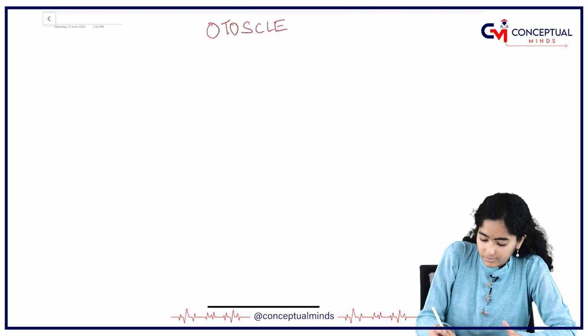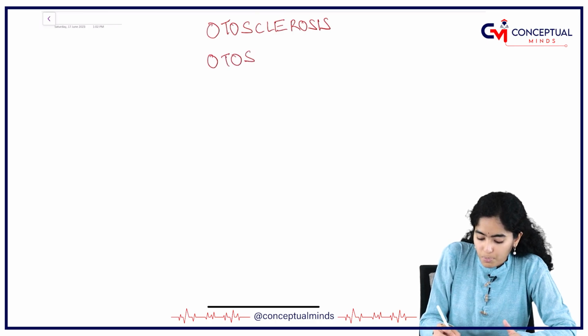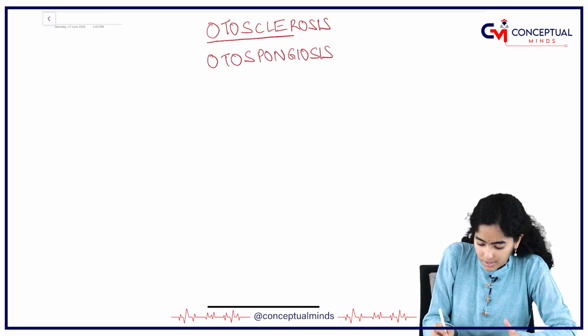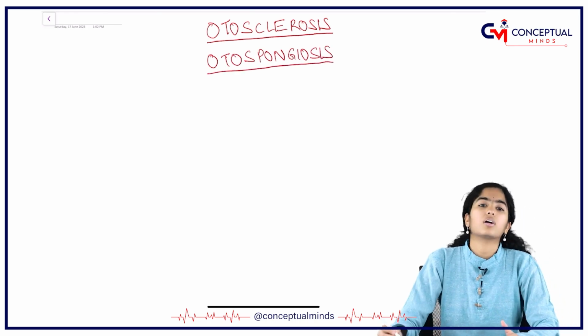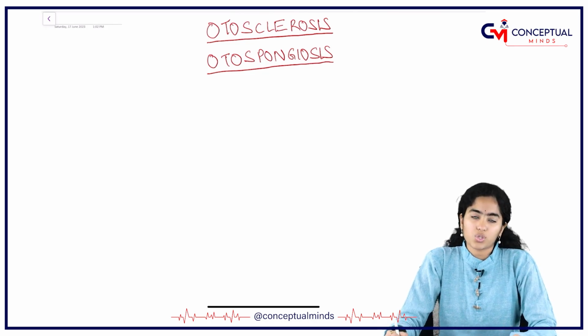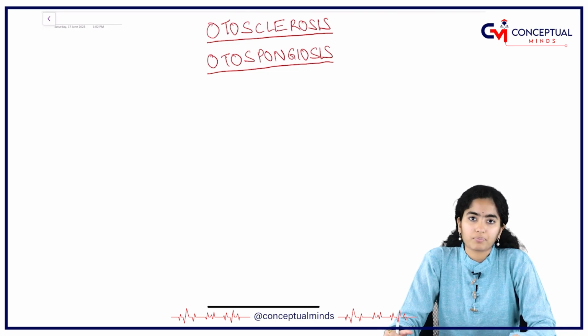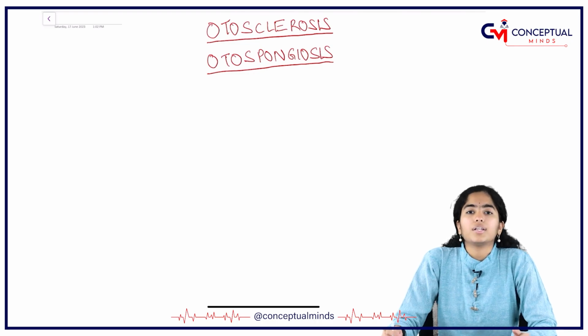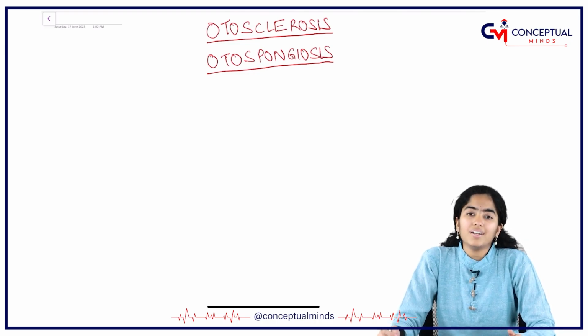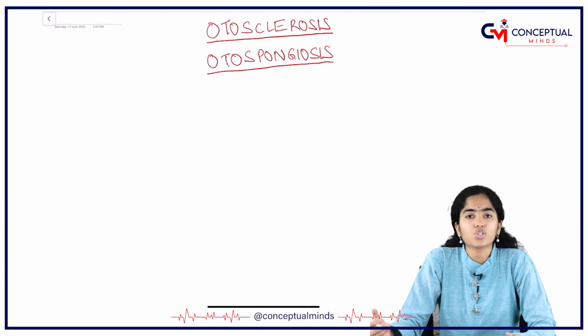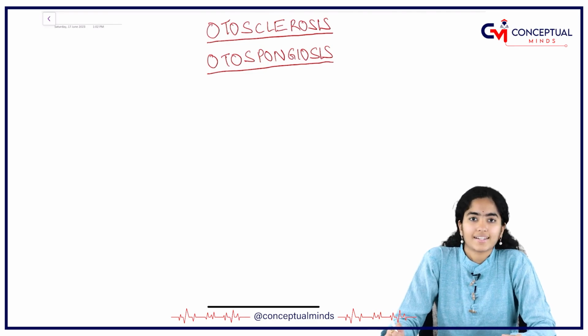Otosclerosis. It is also known as otospongiosis. Why spongiosis? You will understand. So what exactly is otosclerosis or otospongiosis? The bony labyrinth present in the inner ear, due to some reason, will undergo changes and the bone will change into spongy bone. So it is called otospongiosis or otosclerosis.